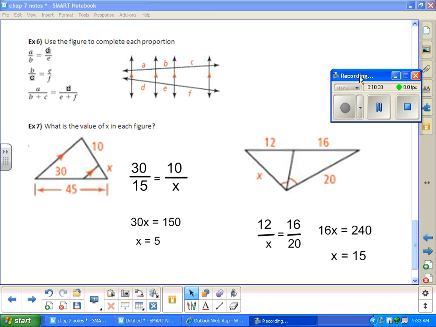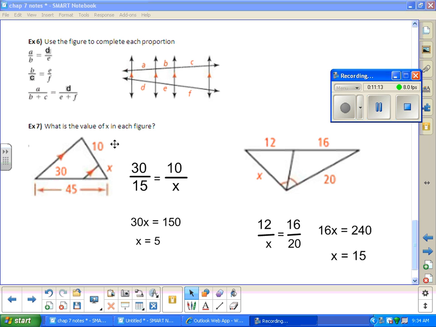Okay, so the first, in example 6, use the figure to complete each proportion. A over B equals D over E. How they've written it, instead of up and down, they've written it across as a fraction, so A over B equals D over E. The next one, B over blank equals E over F. So if they're using E over F, and we have B over something, it would be C. Because B divided by C equals E divided by F. And the last one, A divided by B plus C would be blank divided by E plus F, so it would be D.